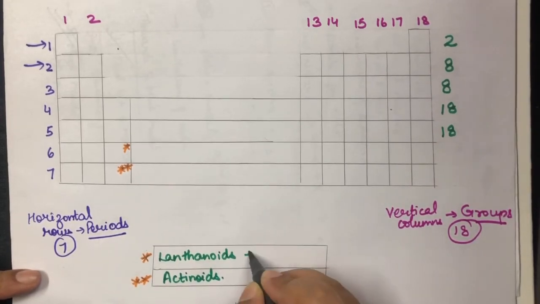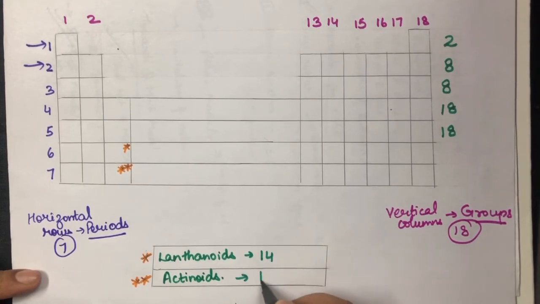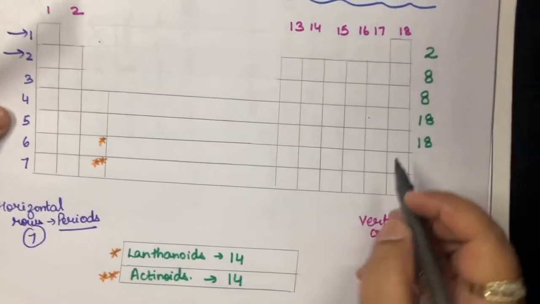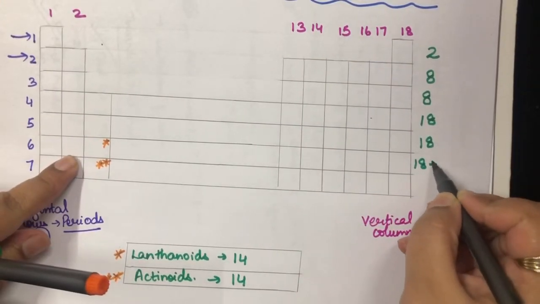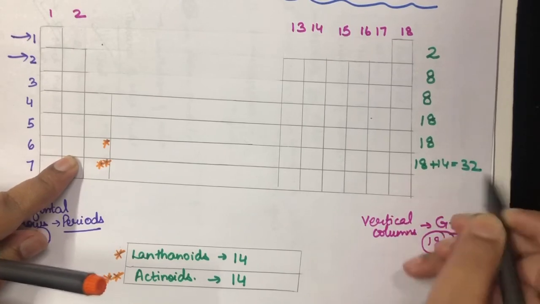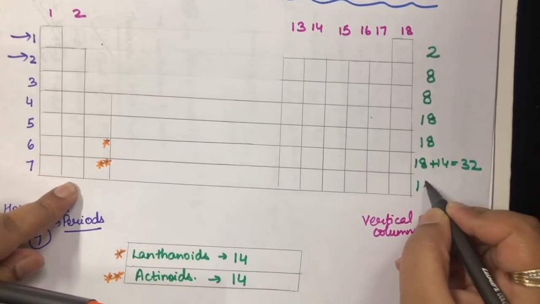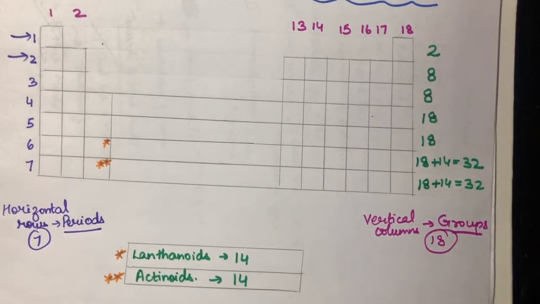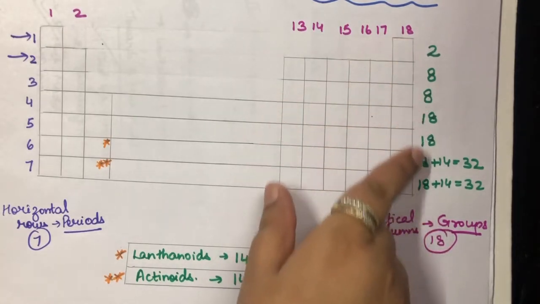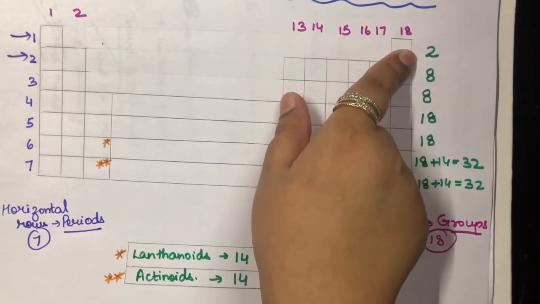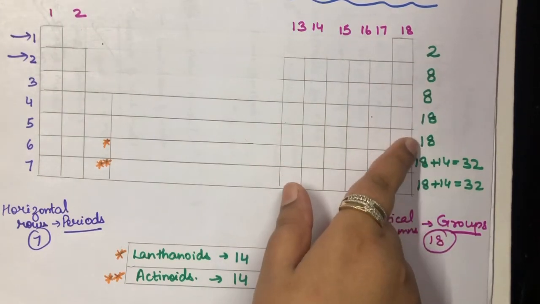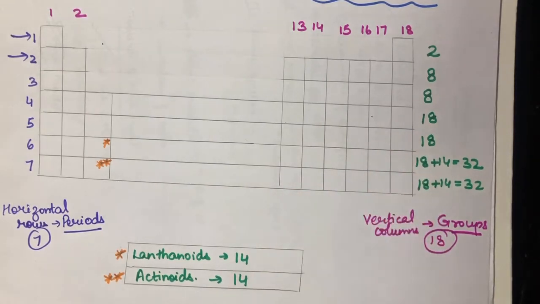Both lanthanoids and actinoids are 14 in number. So the 6th period has 18 plus 14, 32 elements. Same for period 7, it is 18 plus 14 equal to 32 elements. If I just quickly sum up, as we go down, the number of elements increases. The very first period has 2 elements, the next 2 periods have 8 elements each, the next 2 periods have 18 elements each, and the last 2 periods have 32 elements each.